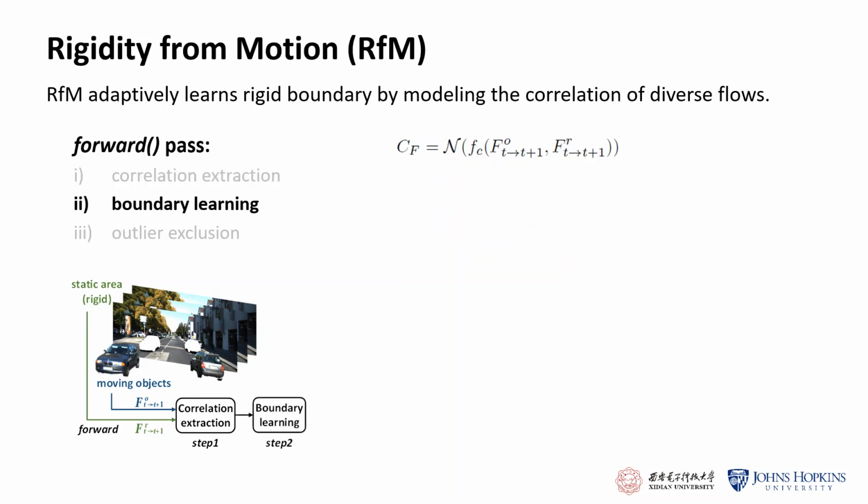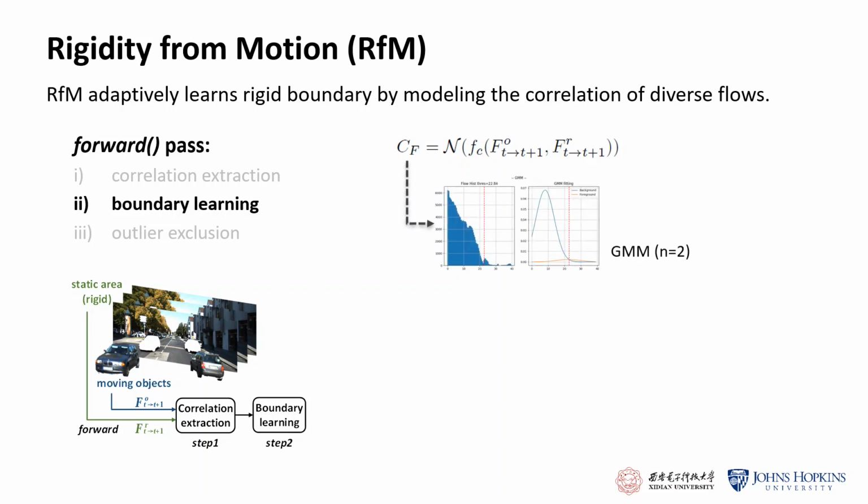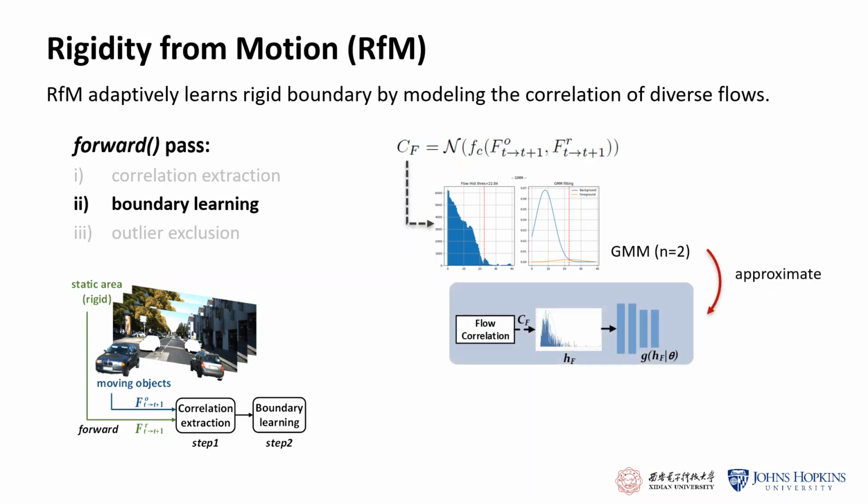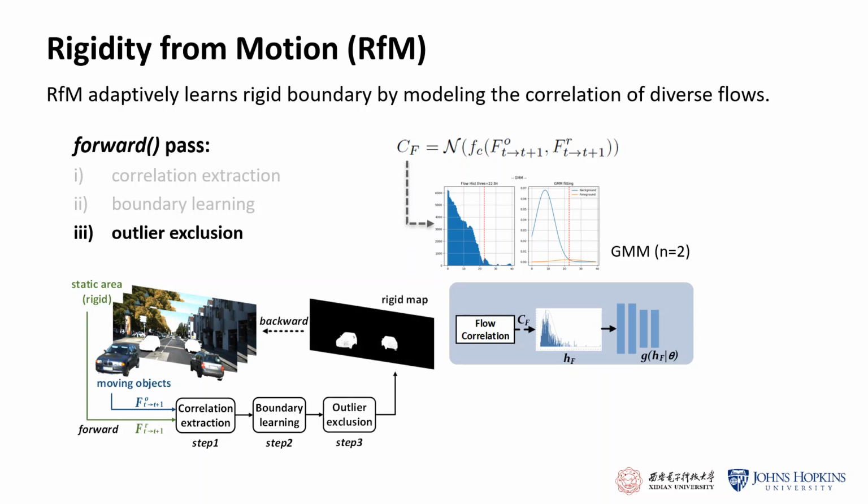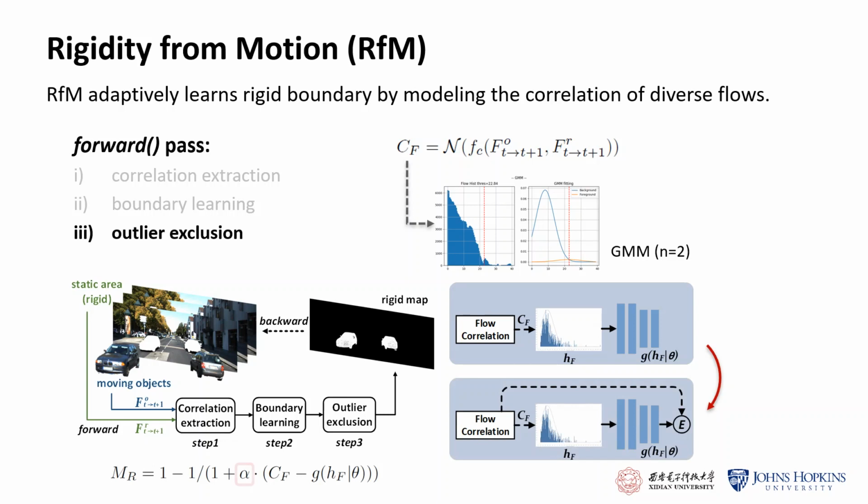According to the central limit theorem, the distribution of the correlation map in the rigid region can be modeled as 2 Gaussian distributions with mean values 0 and 1. Based on this, we approximate the Gaussian mixture model by designing a fully connected network in the second step to automatically regress the optimal rigid boundary from the histogram. Finally, in the last step, we generate a region map by excluding local motion outliers from the global motion. Alpha controls the balance between hard and soft mask.